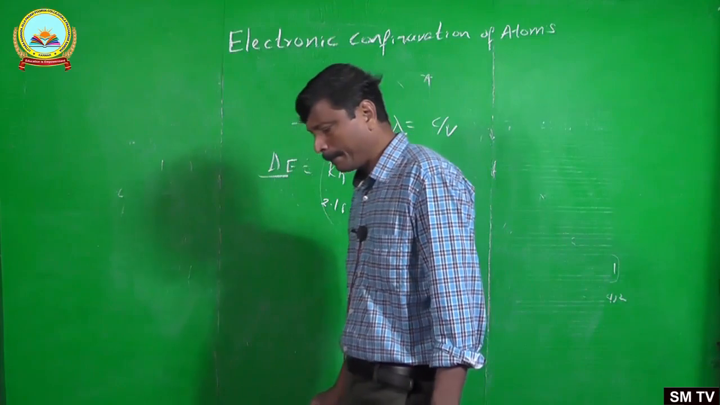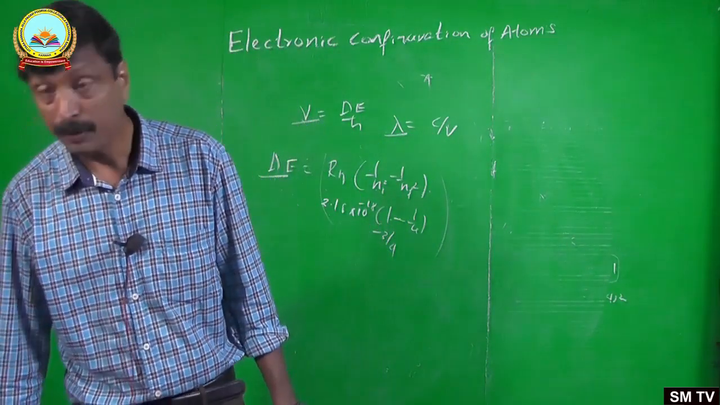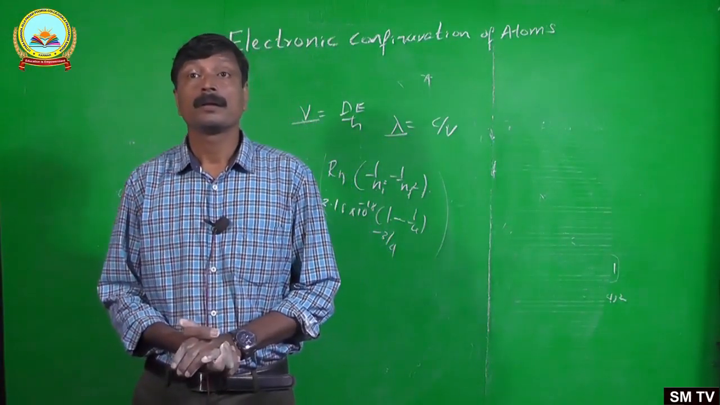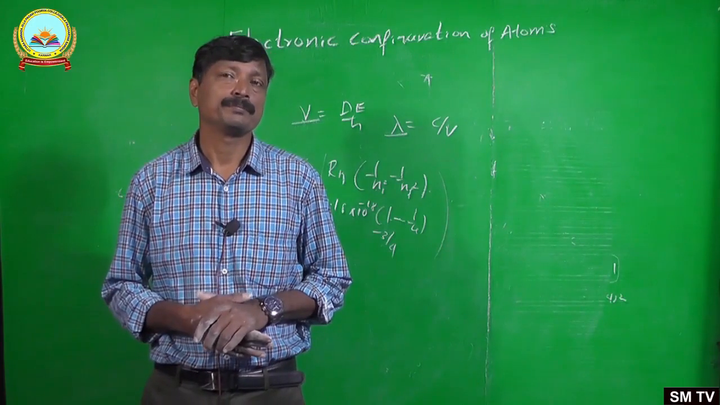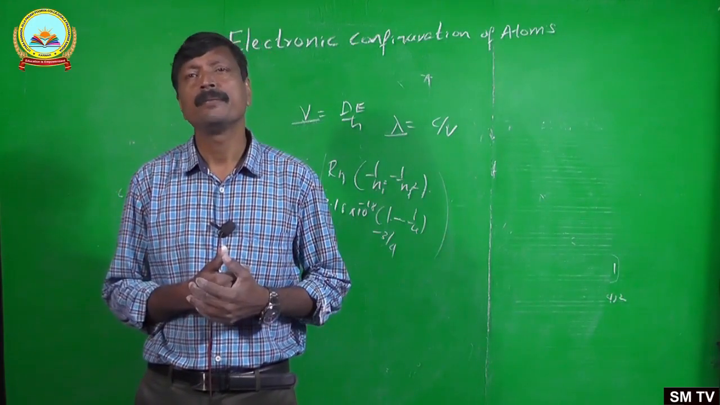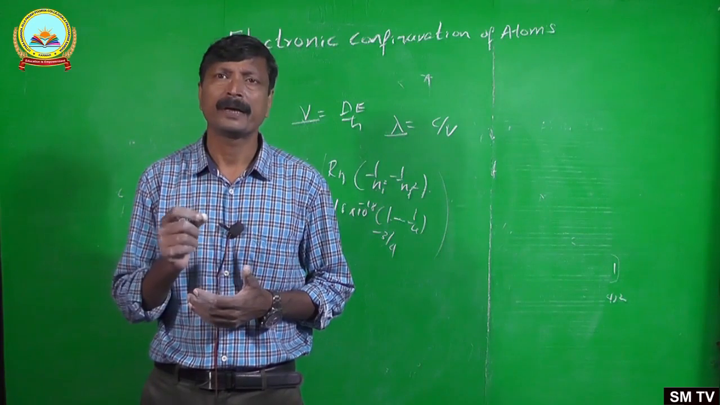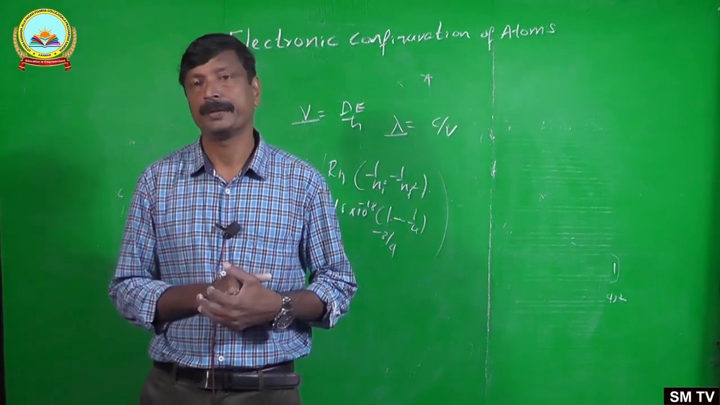So after that, one more thing, limitations of Bohr's theory. There are 4 limitations. You should be able to write the limitations of Bohr's theory.